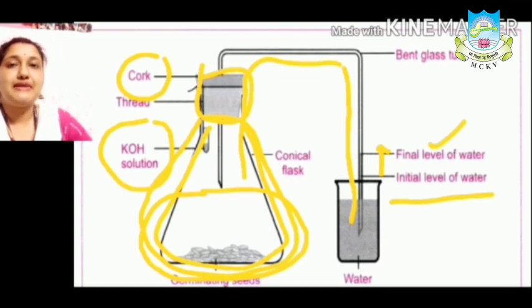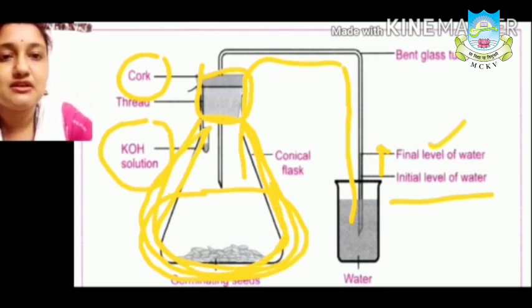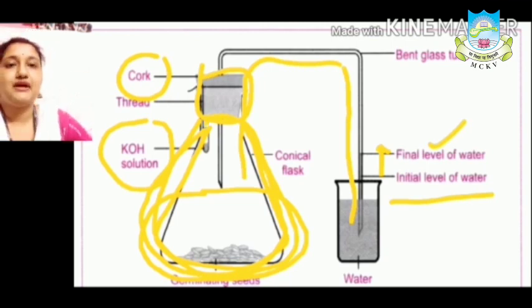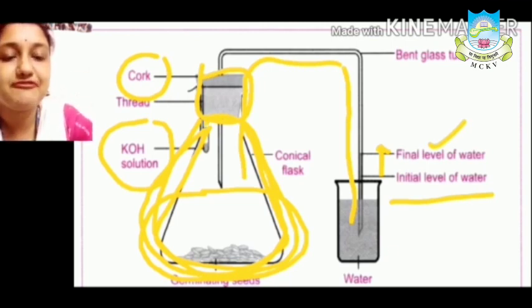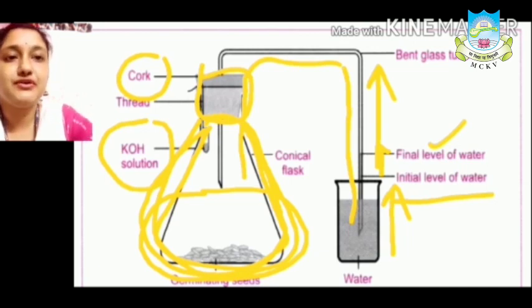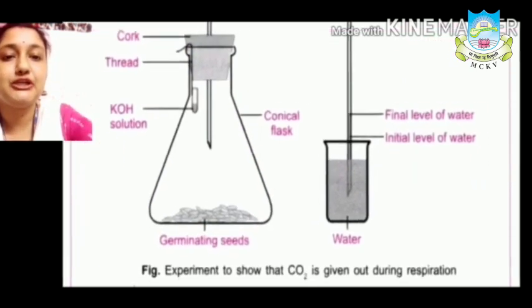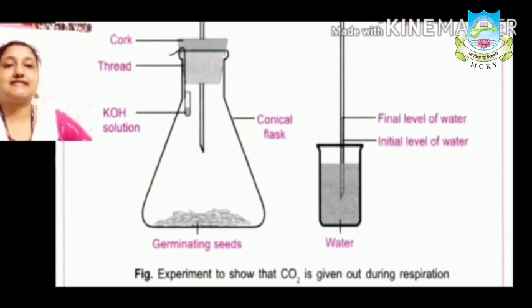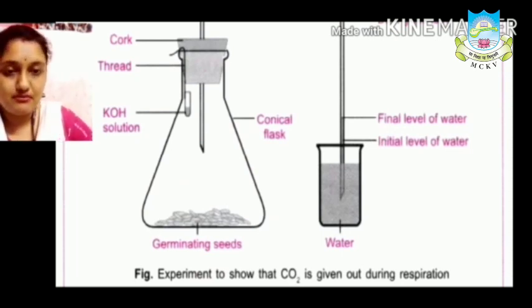So after absorption of carbon dioxide, one gap or empty space will be created inside the conical flask. To fill up that empty space, the water will rise up from the container into the bent glass tube. So from here, we can conclude that carbon dioxide is given out during respiration.